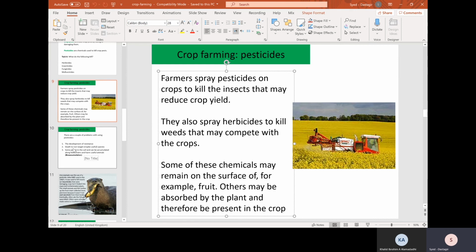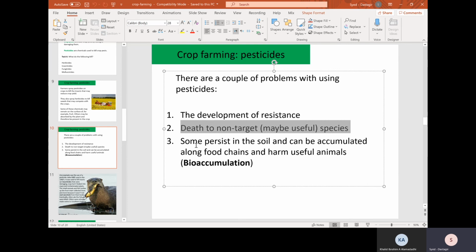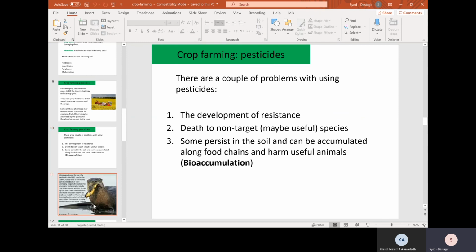If you've ever been to a supermarket, you would have seen organic products. Now, there are a couple of problems using these pesticides. We mentioned they develop resistance. Other species may be affected too. We're targeting the pest, but other species may feel the effects. Some persist in the soil and can be accumulated along the food chain. This is called bioaccumulation. So the pesticides just pass along the food chain.